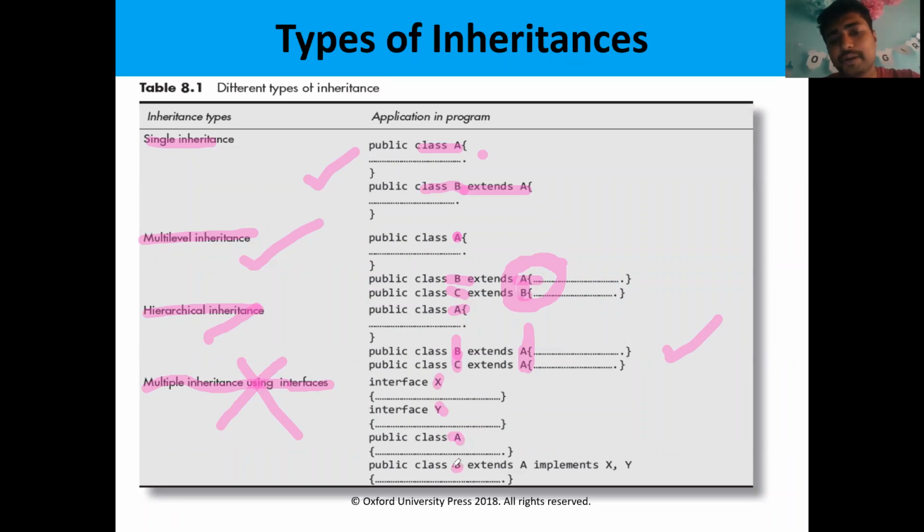We are going to create the class B, which inherits the properties from class A, and class B is going to implement the interfaces X and Y. So this is how we can implement multiple inheritance. By using the interfaces, we can implement multiple inheritance. So these are the basic syntaxes for various types of inheritance.